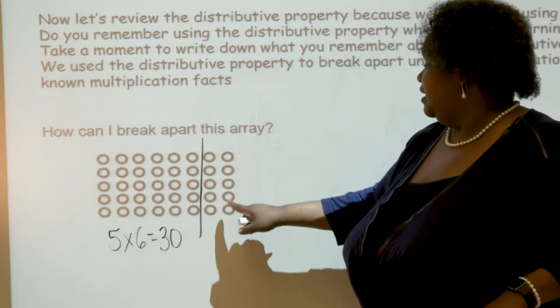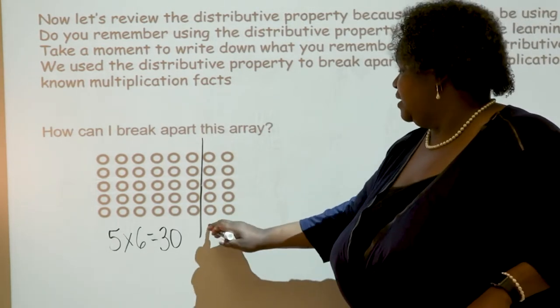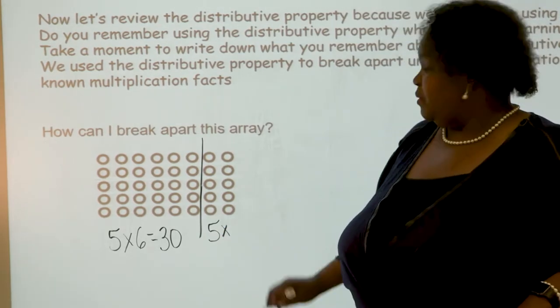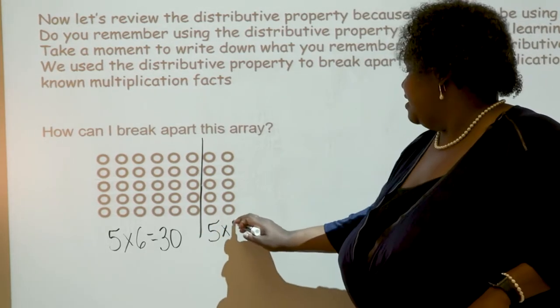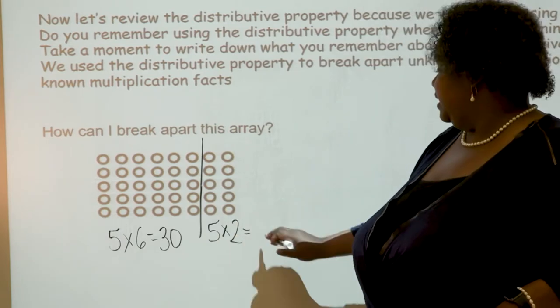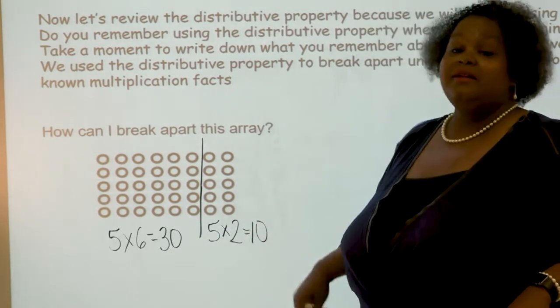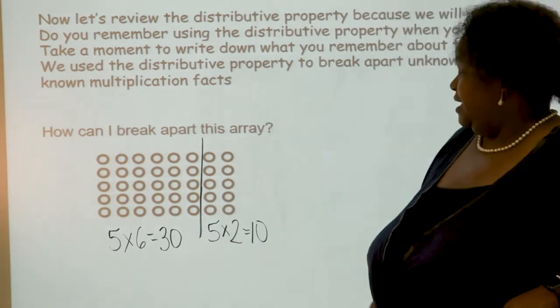1, 2, 3, 4, 5. 5 are going down. 5 rows times, how many is in each row? 2. 1, 2. 5 times 2 equals 10. Now I have 2 products. I need to put them back together again.